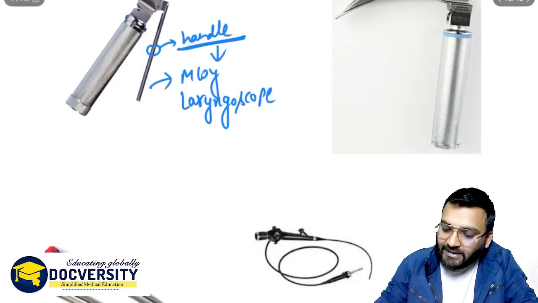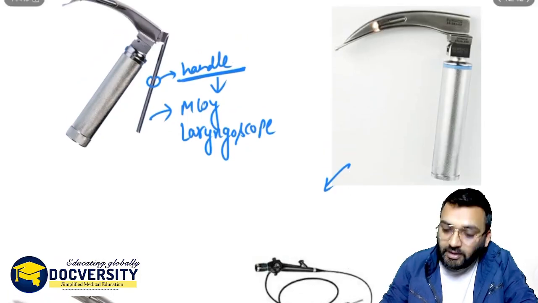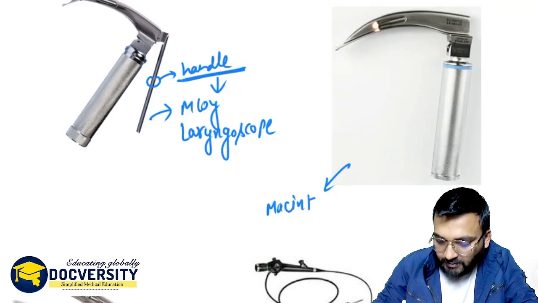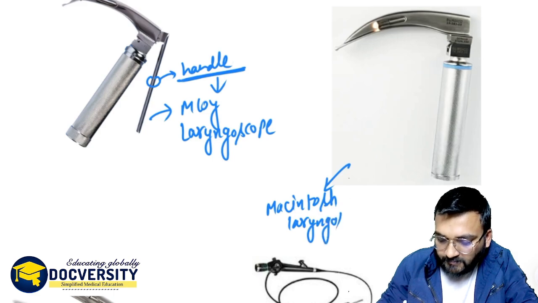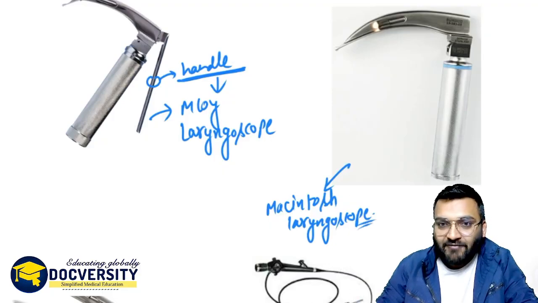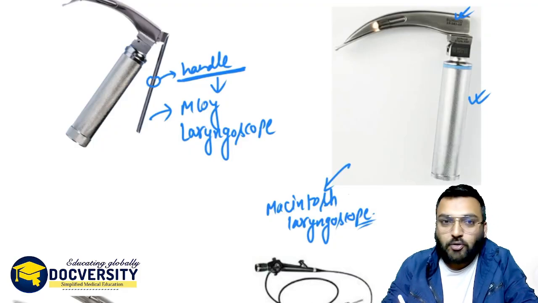Okay, after that, this one is called the Macintosh laryngoscope. In the Macintosh laryngoscope, we do not have any handle, right? Here we do not have any extra part. Here is the handle, and here is the blade, right? We do not have a handle like this McCoy laryngoscope.